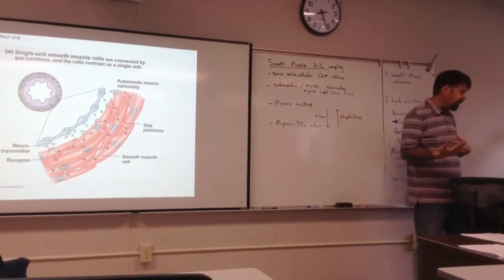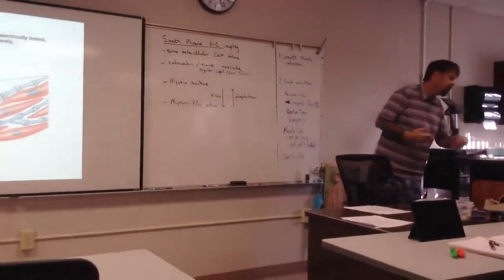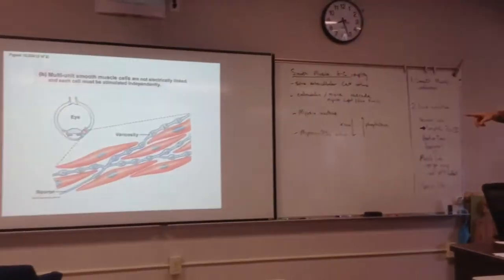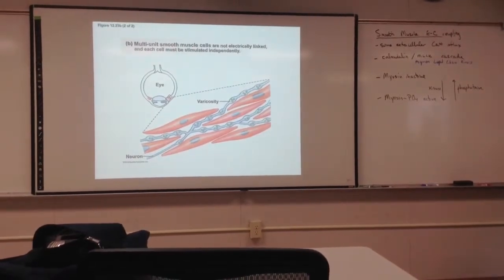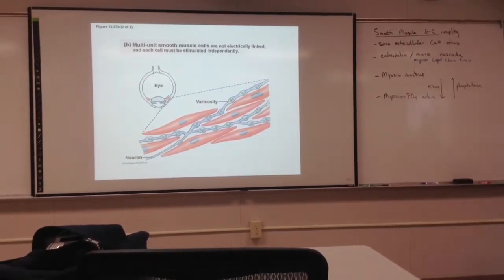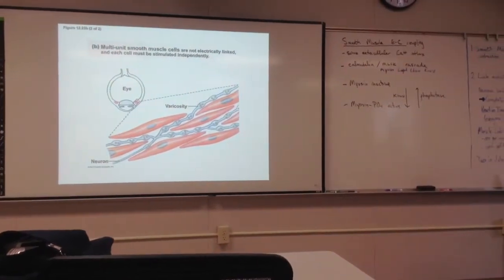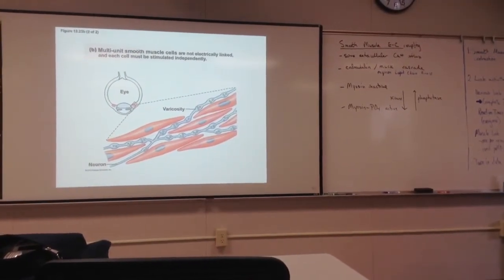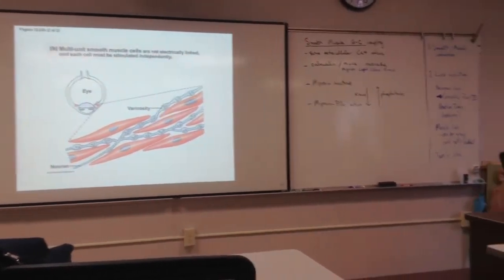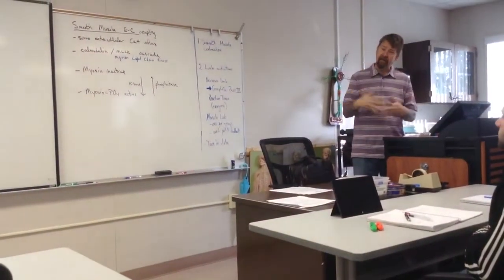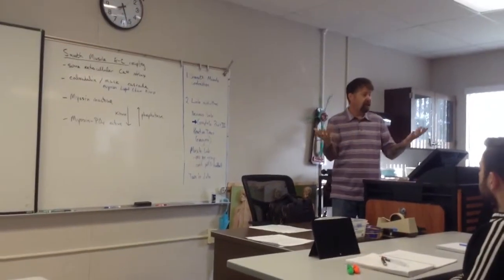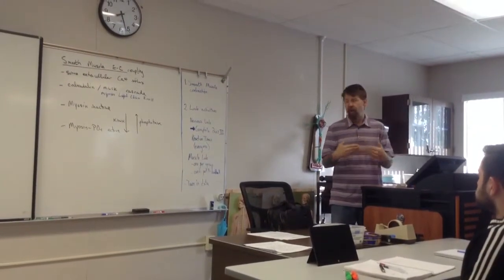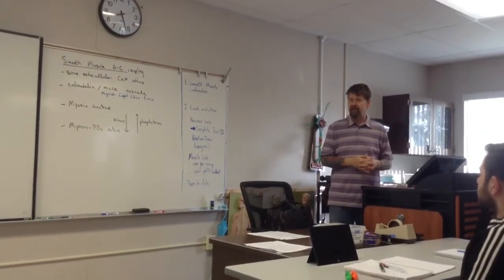And whether you have single unit or, like this, multi-unit, here notice that none of the cells are connected. We call them multi-unit. How you regulate that just depends on where you are in the body. Some things need to have the multi-unit regulation like this for finer control, like arterioles and things like that. Others have single unit, like circular smooth muscle in the intestine, to allow for peristalsis. It really just depends on what level of regulation we need. Not a big deal, right?